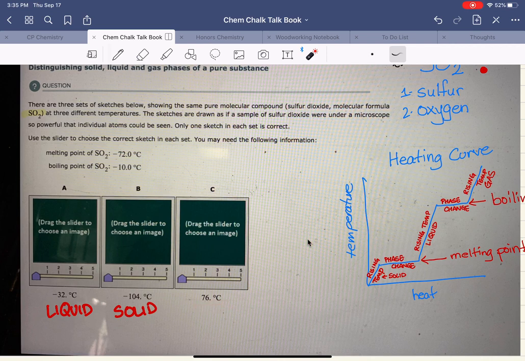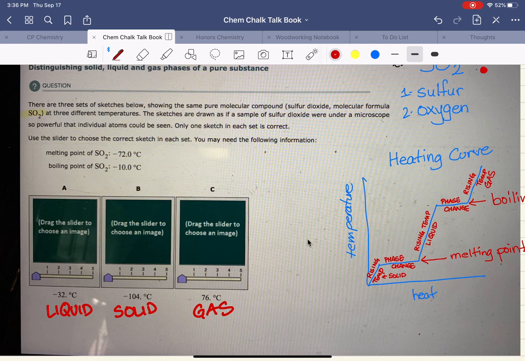Okay, again, we decide. Is it below the melting temperature? Is it between the melting and the boiling temperature? Or is it above the boiling temperature? Well, positive 76 degrees is well above our boiling temperature of -10. So this one is definitely going to be a gas.